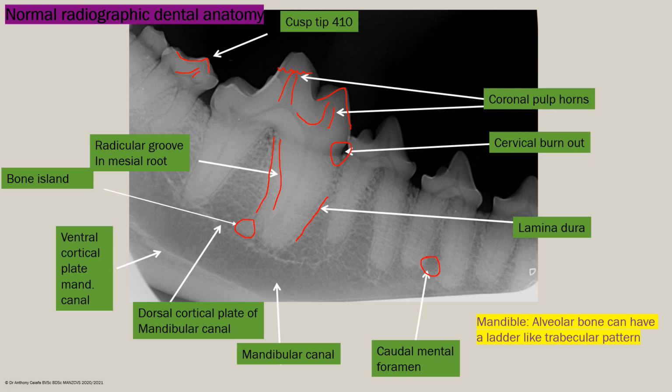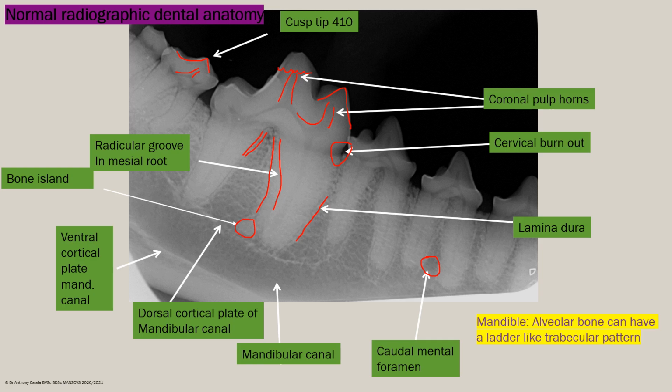The radicular groove: there's another radicular groove on the mesial root, and on the distal root of the mandibular first molar tooth. You can see one radiolucent line there and another one here, so there can be a groove there.